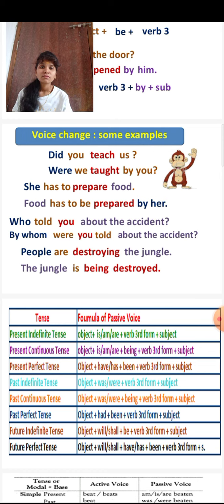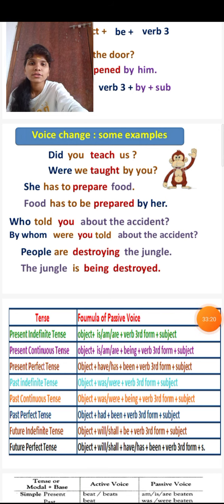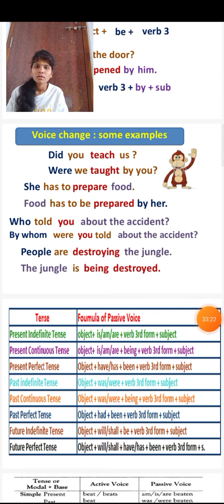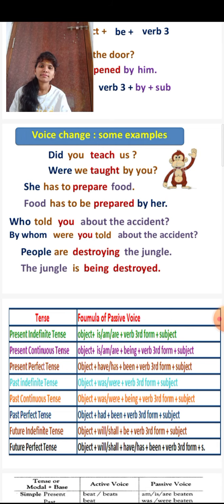She has to prepare food. Food has to be prepared by her. Who told you about the accident? By whom were you told about the accident? Here you have to use the preposition before. So people are destroying the jungle. The jungle is being destroyed.